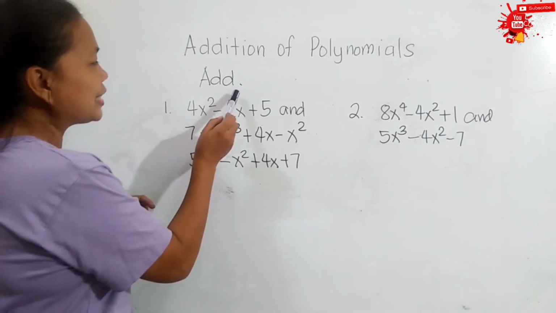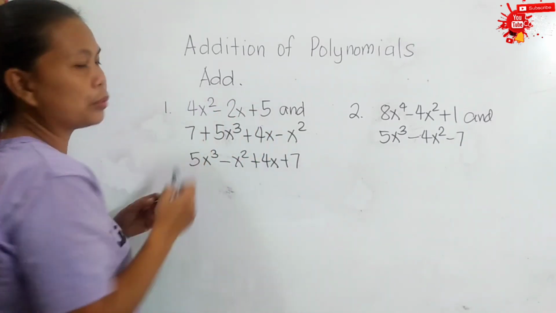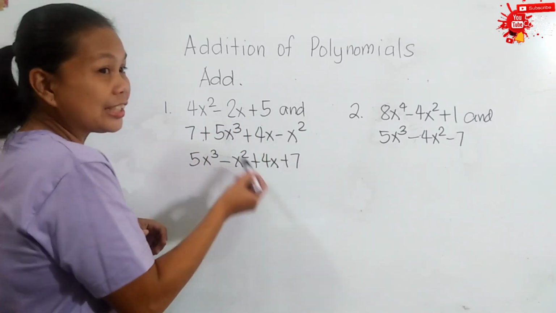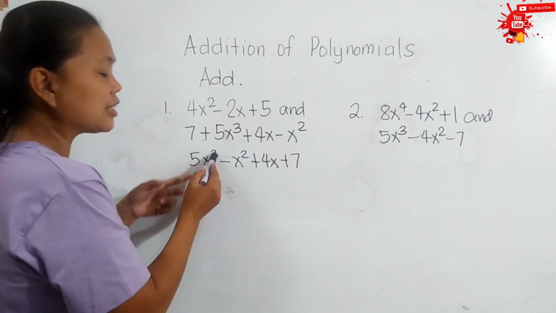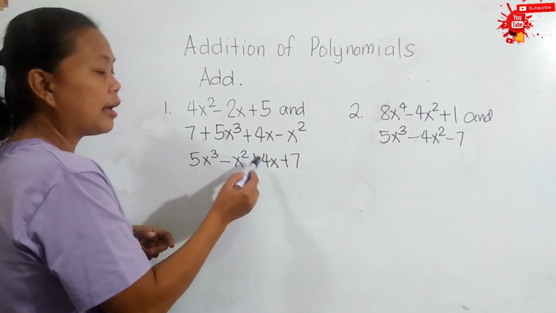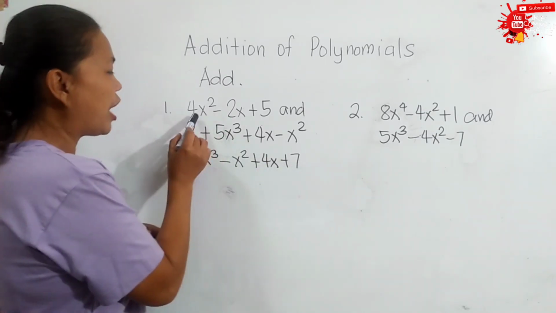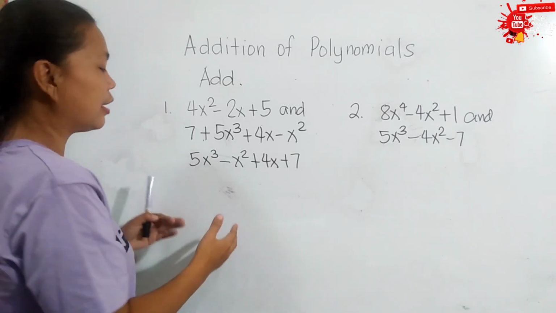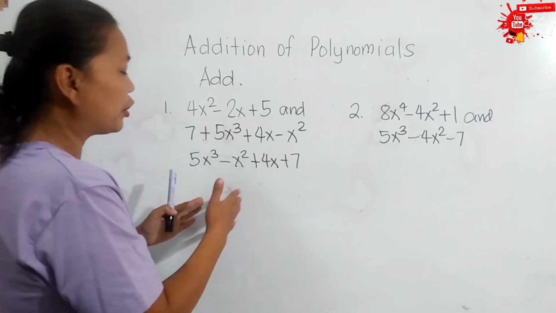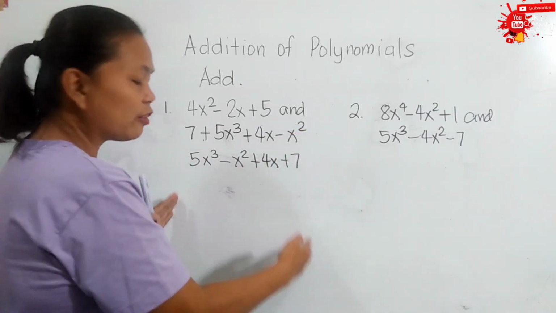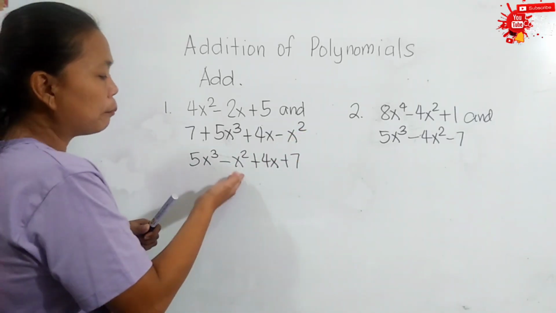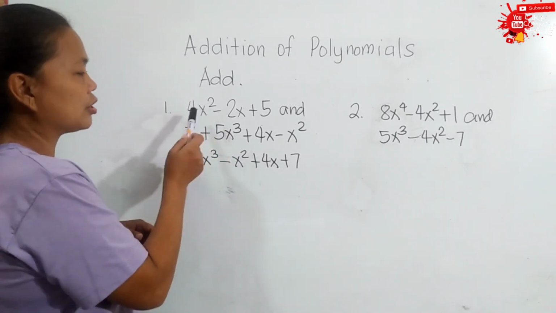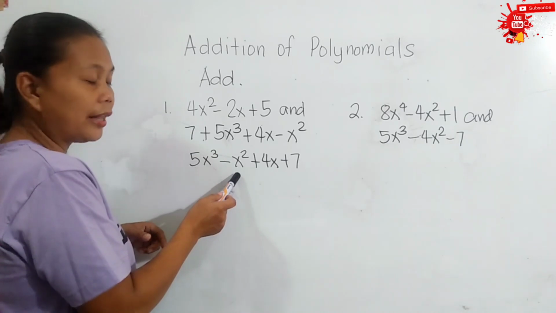Now, let us add 4x squared minus 2x plus 5. And we group each term of this polynomial to its similar term in our 5x cubed minus x squared plus 4x plus 7. So we have here 4x squared. So where are we going to write it? Okay, in the same column with negative x squared. So we write it vertically. So we will write it below negative x squared because it is similar to negative x squared. So 4x squared is similar with negative x squared.